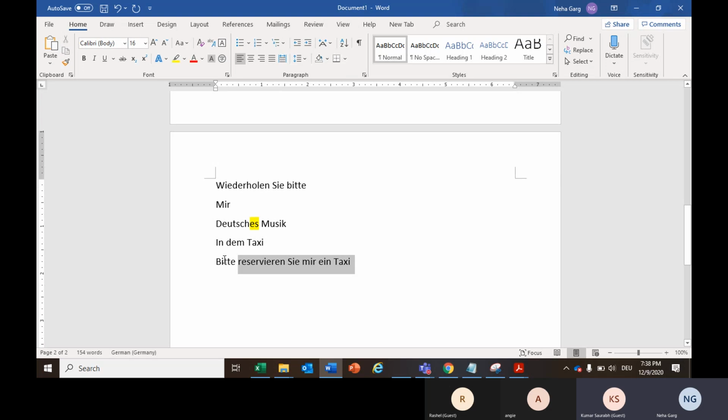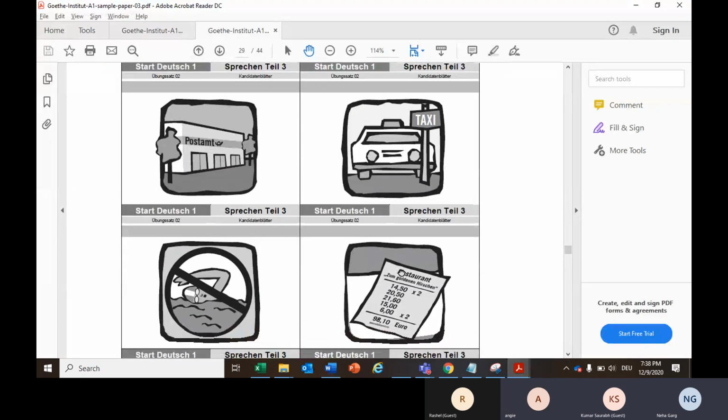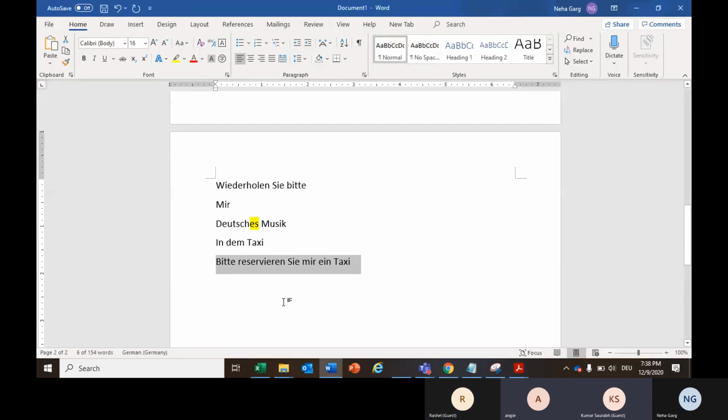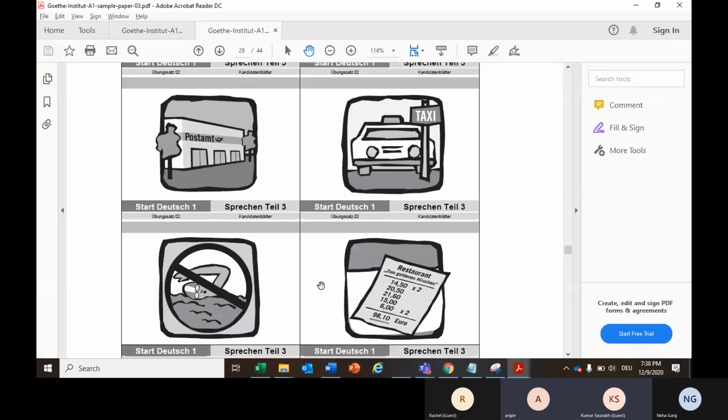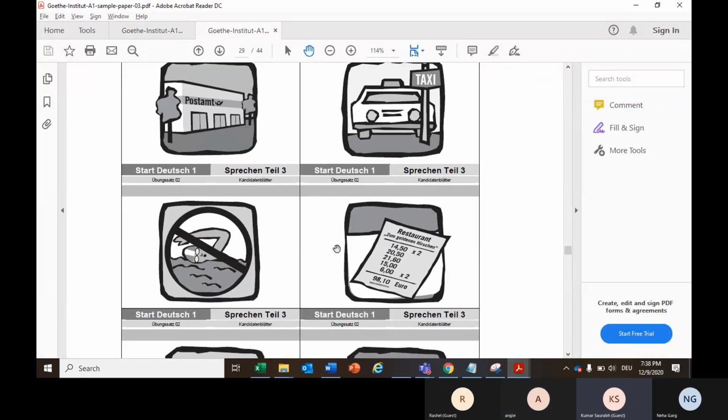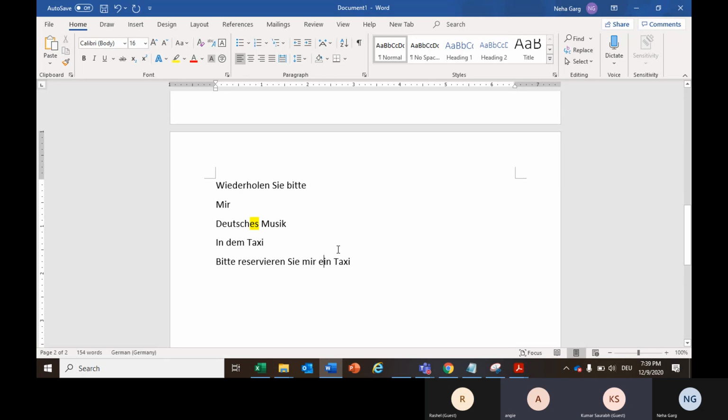So, Rachel, Andre, you can use this sentence. Bitte reservieren Sie mir ein Taxi. Saurabh, you have to react. Rachel to Angie, Angie to you. Okay, yeah. So, bitte reservieren, water please. Water, bitte.